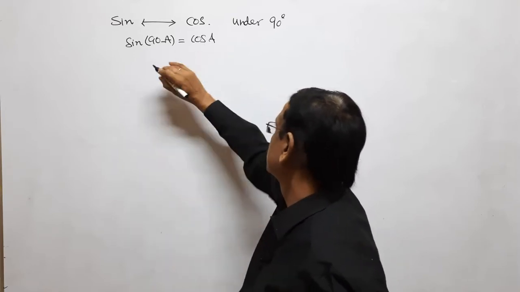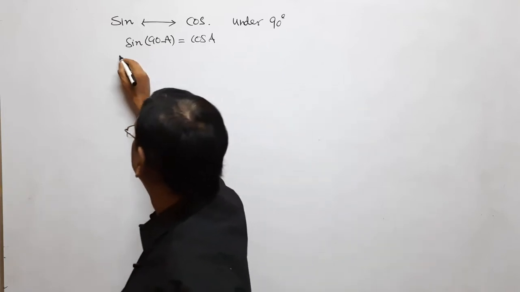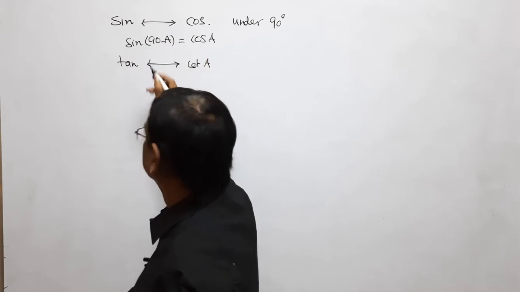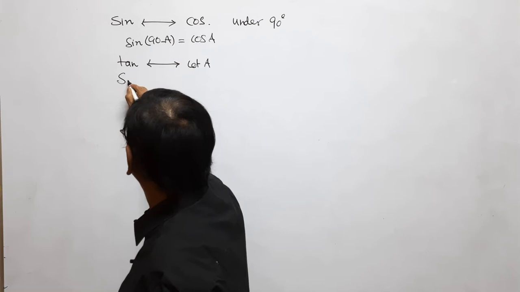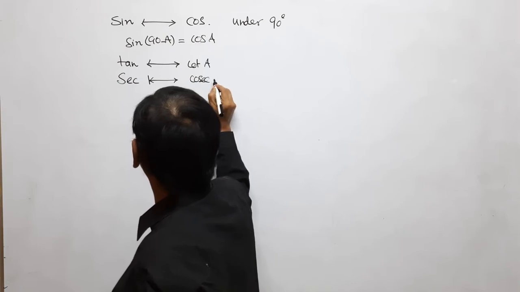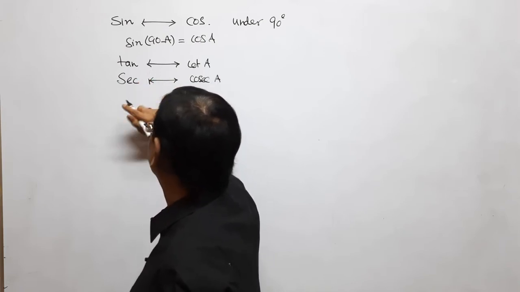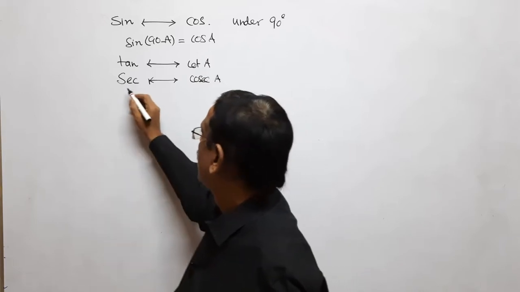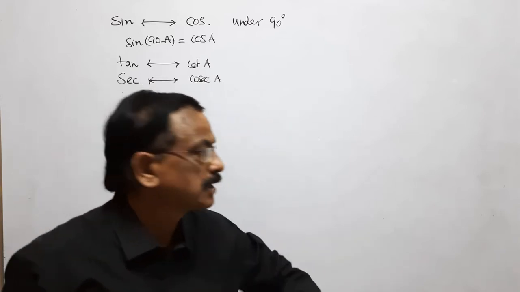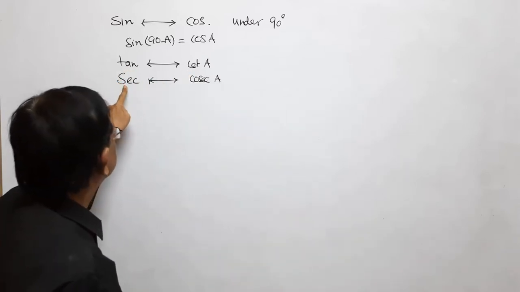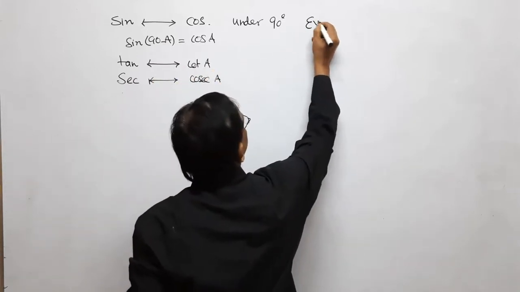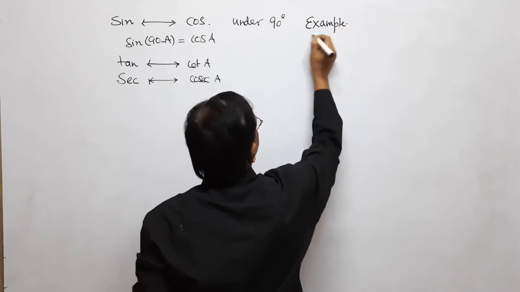So sine of 90 minus A is cos A, cos of 90 minus A is sine A. Then tan becomes cot and cot becomes tan. Similarly, secant becomes cosecant and cosecant becomes secant. This is a way of writing, just don't worry. So sine becomes cos, cos becomes sine, tan becomes cot, cot becomes tan, secant becomes cosecant, cosecant becomes secant. I will show a simple way of looking at this with an example.